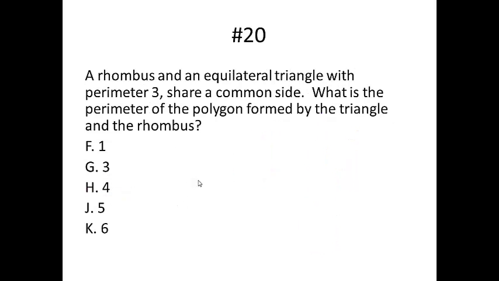Okay, problem 20. A rhombus and an equilateral triangle with perimeter 3 share a common side. What is the perimeter of the polygon formed by the triangle and the rhombus? Okay, first of all, a rhombus we need to know has 4 equal sides, and an equilateral triangle has 3 equal sides, and we know that they share a common side and they have a perimeter of 3. Okay, well, the equilateral triangle has a perimeter of 3, which means each side must be 1.